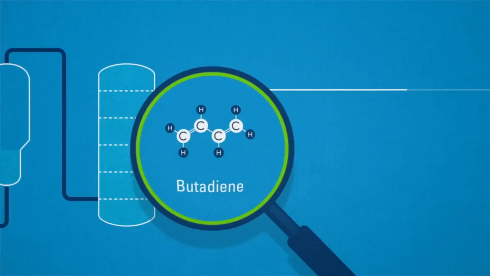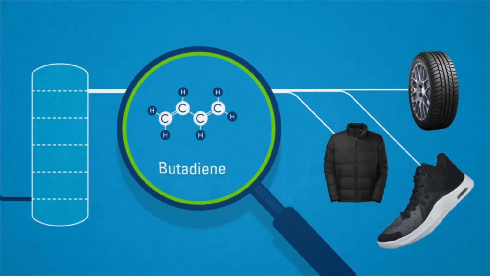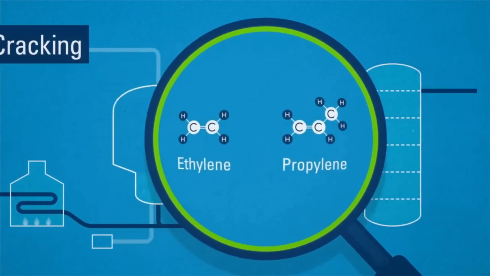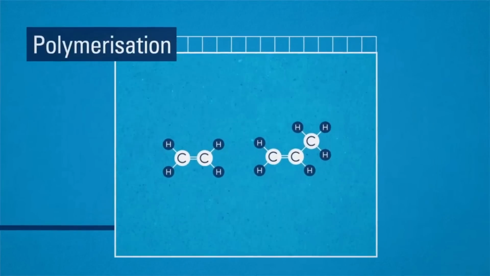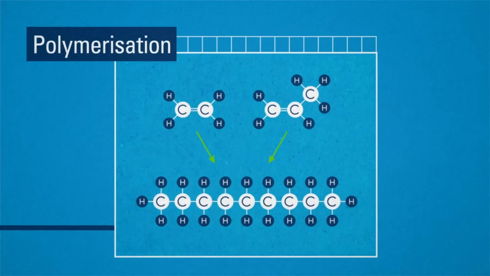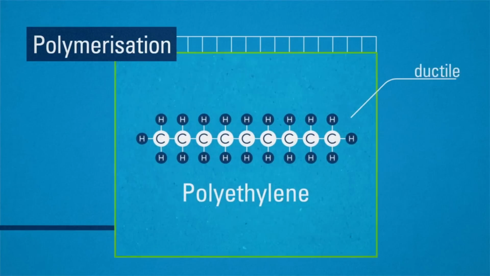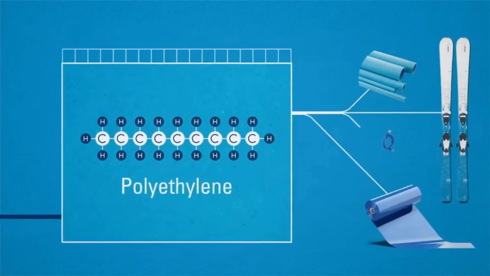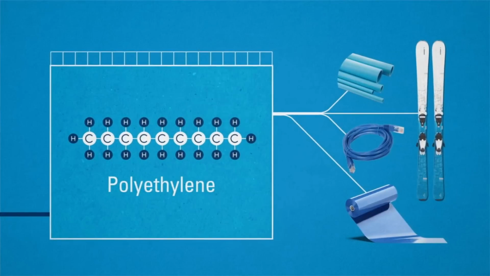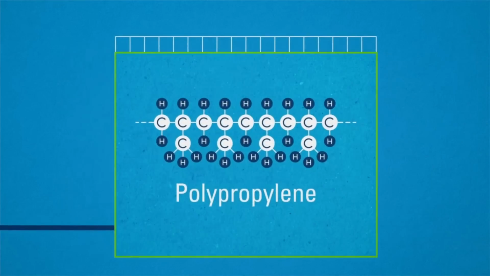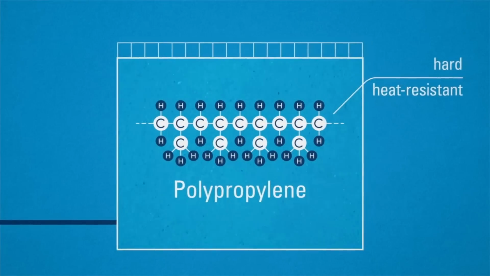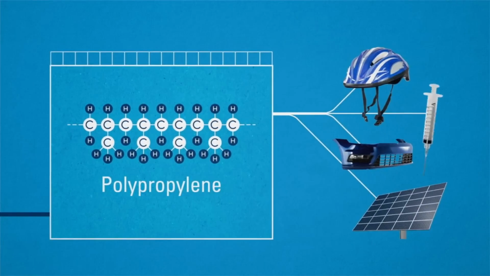Butadiene is used as a synthetic rubber, and you'll find it in tyres and clothing. Ethylene and propylene are the plastics we know. They need further polymerization, that is more reaction with the catalyst, to form things like polyethylene, which you find just absolutely everywhere, and equally to form things like polypropylene, which is much harder and heat resistant, so you find it in harder plastics.